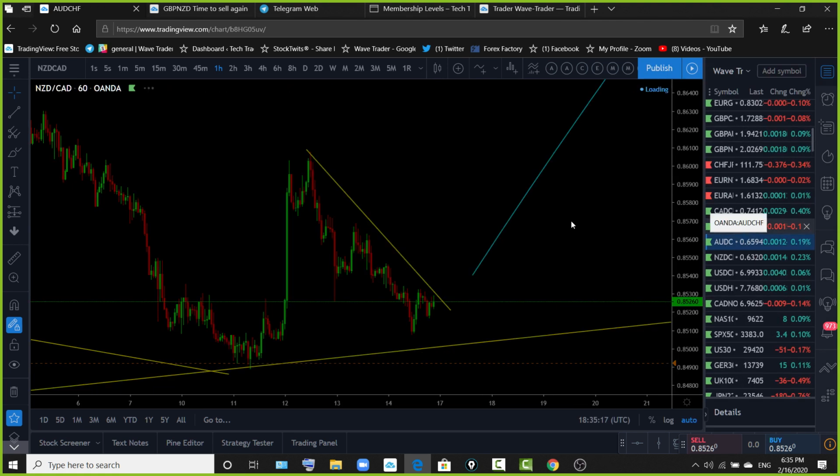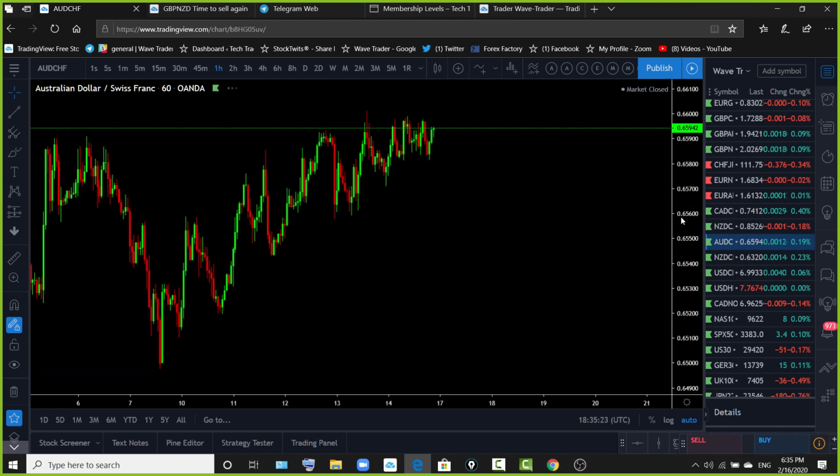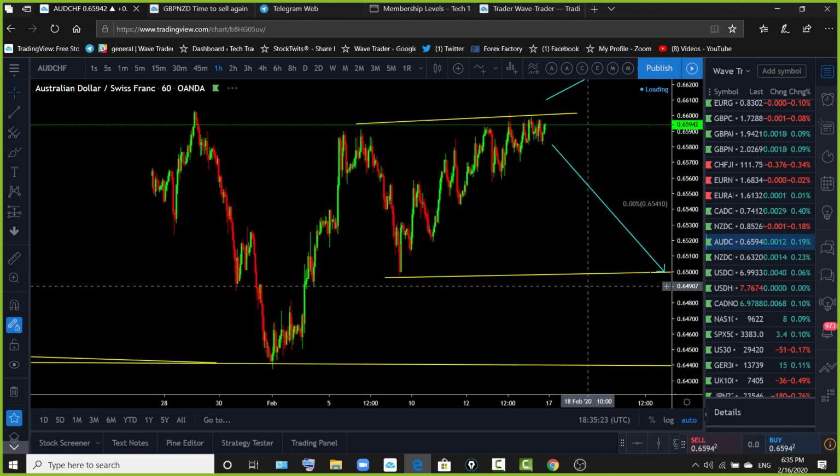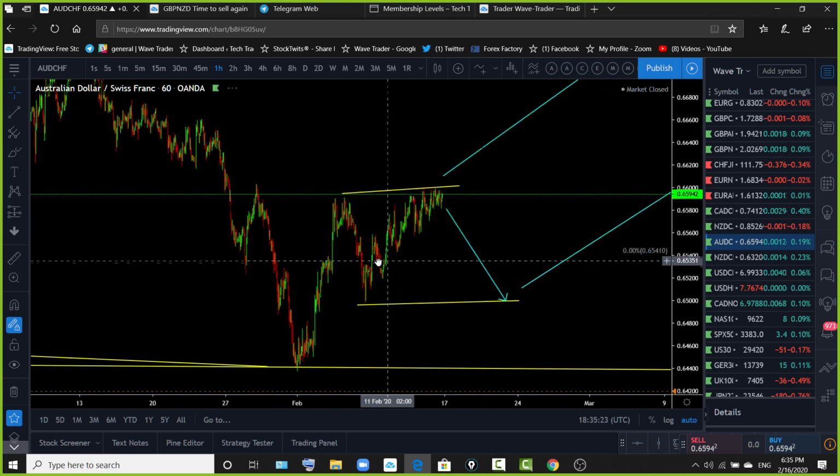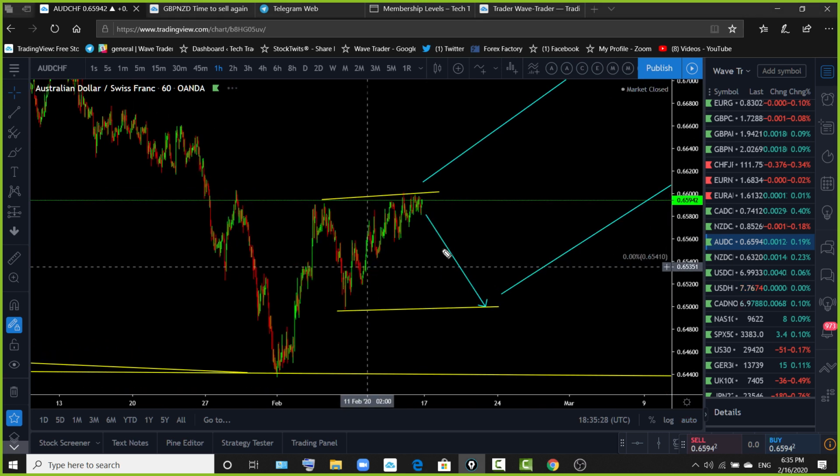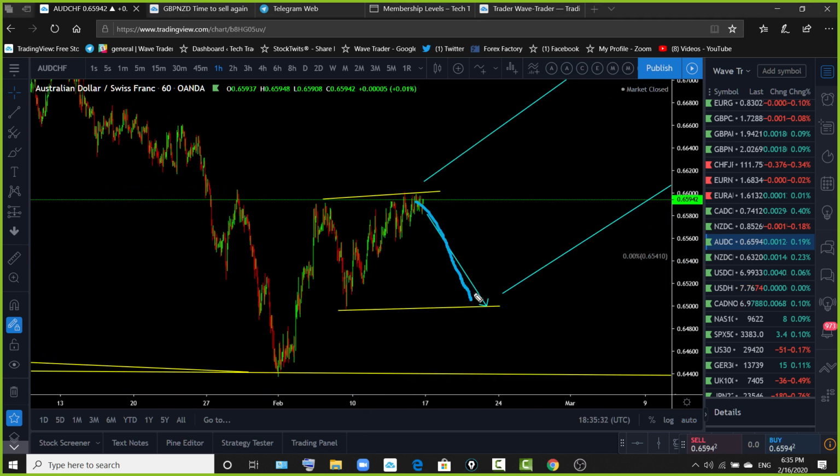Aussie chief sitting at the bottom and reversal for longer term. So Aussie chief to go down for one more drop and test that bottom and then continuation. So this formation to form.